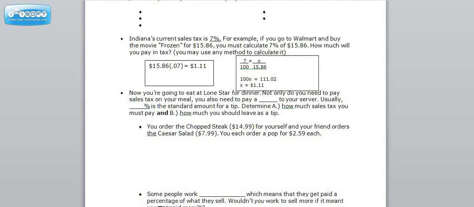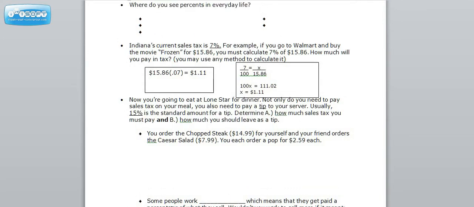So now moving on to our next application. You go out to dinner. Not only do you have to pay the sales tax that we just talked about up here, but also you're going to make your server very angry if you don't leave a what? A tip. And usually 15% is the standard amount for a tip. Now I have seen recently where this has actually been bumped up to 20%, but for this example we'll use 15%. So the two things I want you to figure are, first of all, how much sales tax you have to pay on your dinner, plus how much should you leave as a tip.